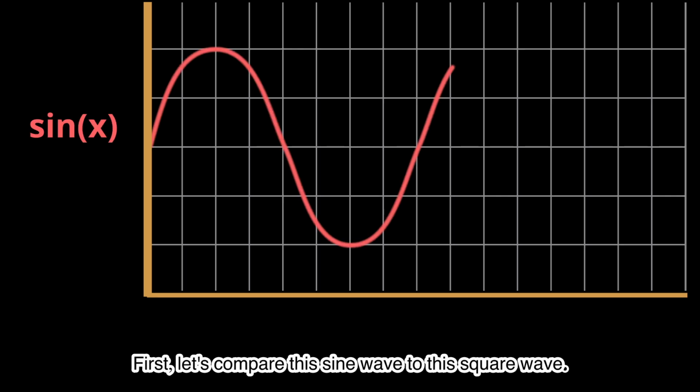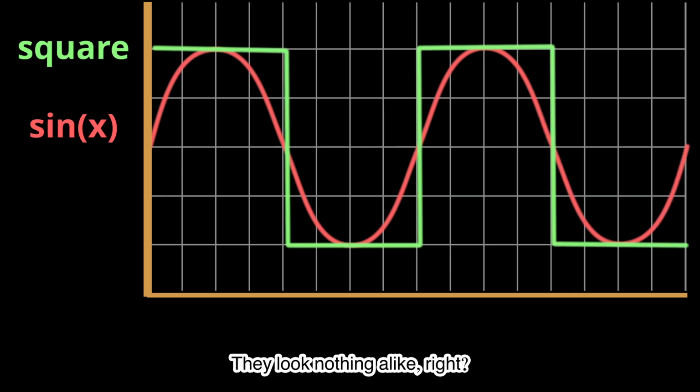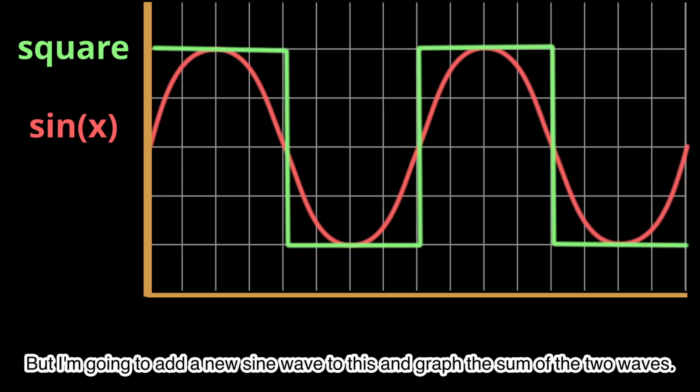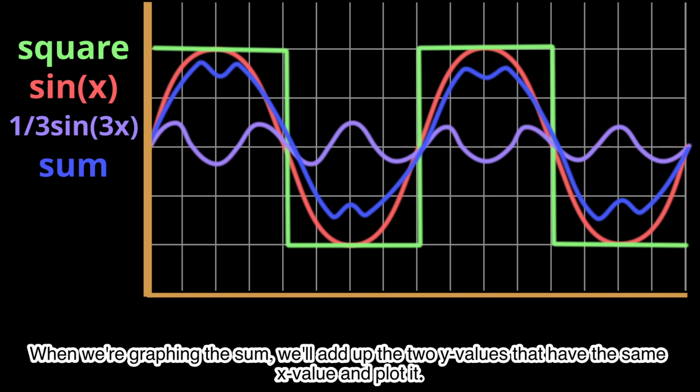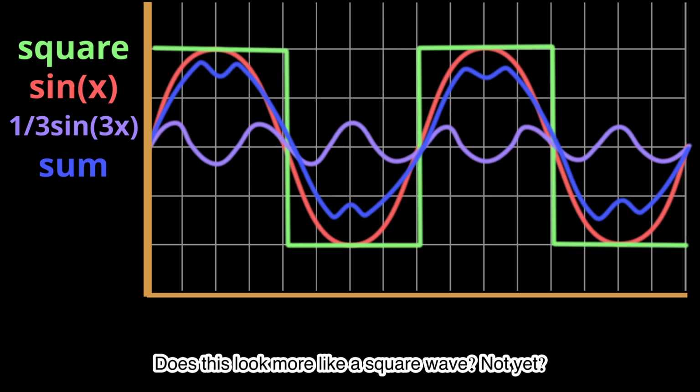First, let's compare this sine wave to this square wave. They look nothing alike, right? But I'm going to add a new sine wave to this and graph the sum of the two waves. When we're graphing the sum, we'll add up the two y values that have the same x value and plot it. Does this look more like a square wave?